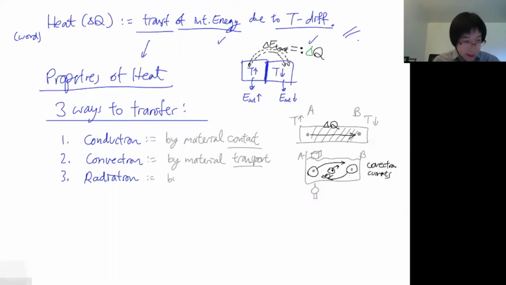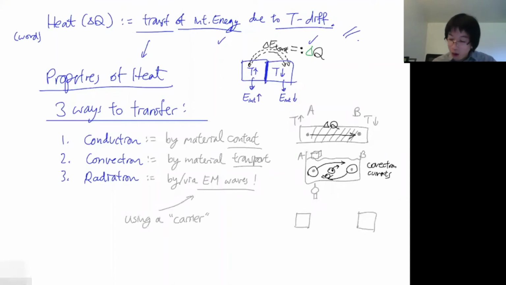And radiation is via electromagnetic waves. This is by far the coolest one, and also the one we will talk about the least because it's a little bit out of the scope of this course. But it uses a carrier. This is a term you've heard about in biology, especially in these days we live in. But what's going on is, if you have two objects separated by even a vacuum, the vacuum of space, and point A is hotter than point B, object A is hotter than object B.